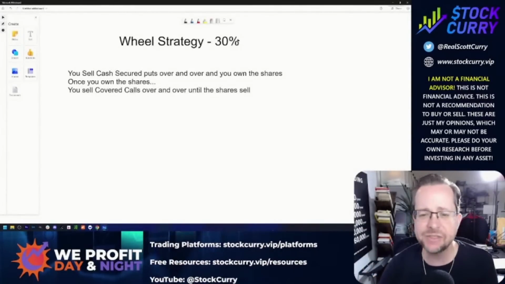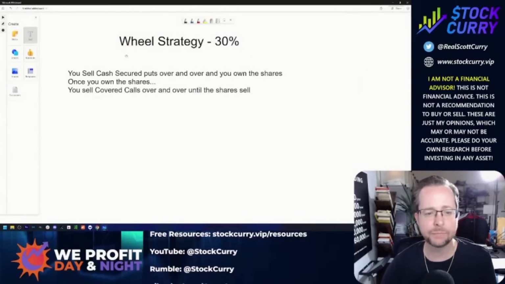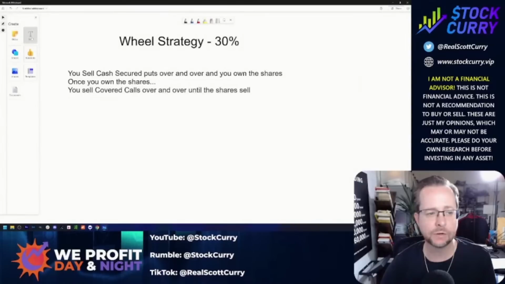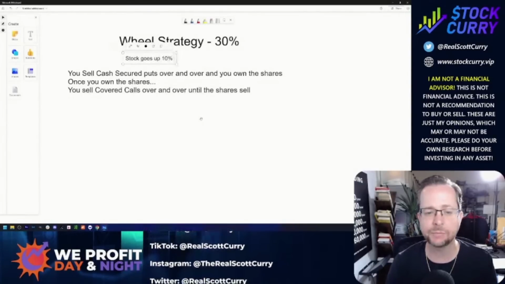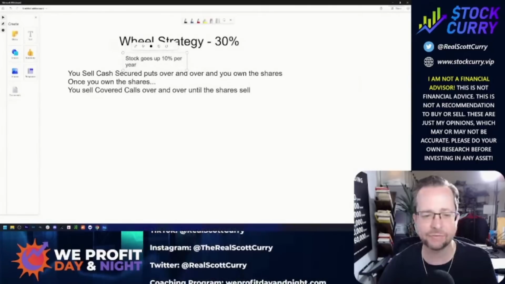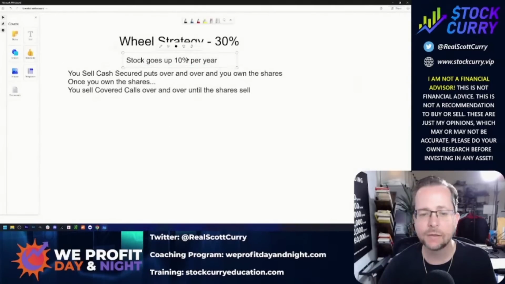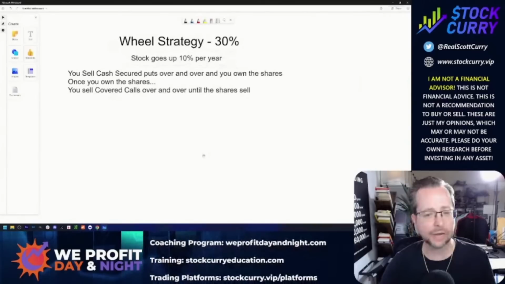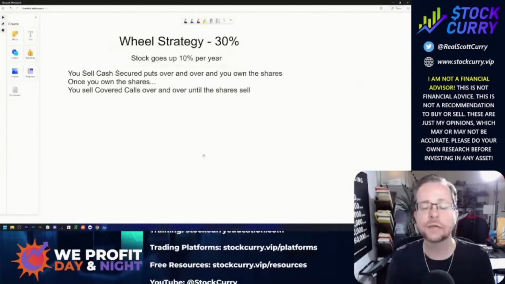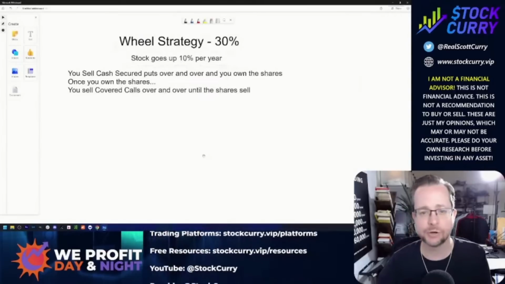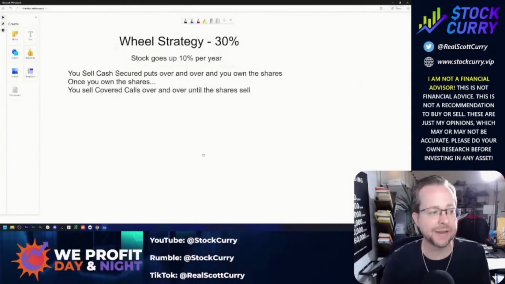So even though the stock market on average goes up by 10% per year, let's say the stock you do this on goes up 10% per year. Again, these are averages. If you just buy the stock, you're making 10% per year. But if you use the wheel strategy, you're making 30% per year. This is an incredible way to use options to make money.